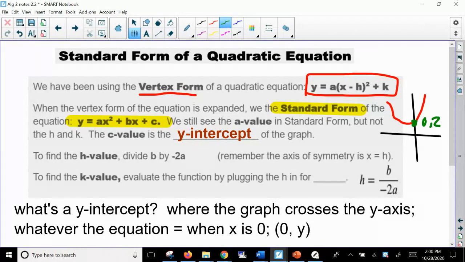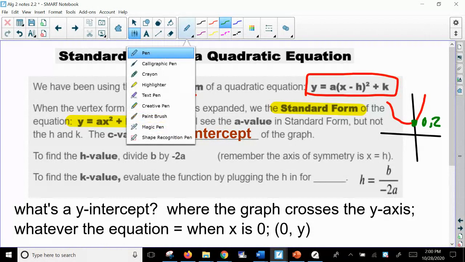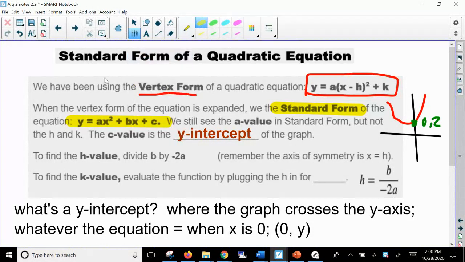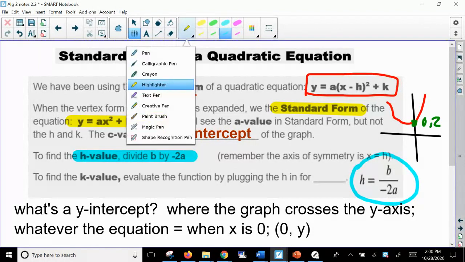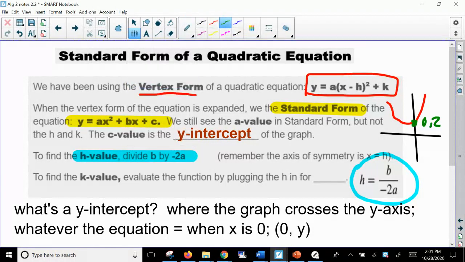Okay, the h value is not visible when we're looking at the equation in standard form. There's no h, but we can find the h. We can find the h value by taking b and dividing by -2a. -2a means -2 times a. Okay, and I also put that right here for you. To find the h value, let me draw an arrow.